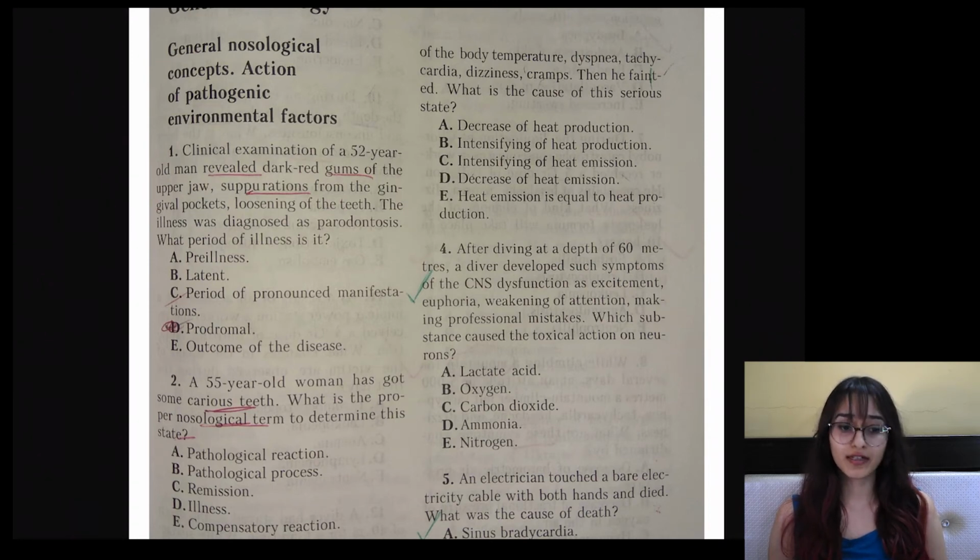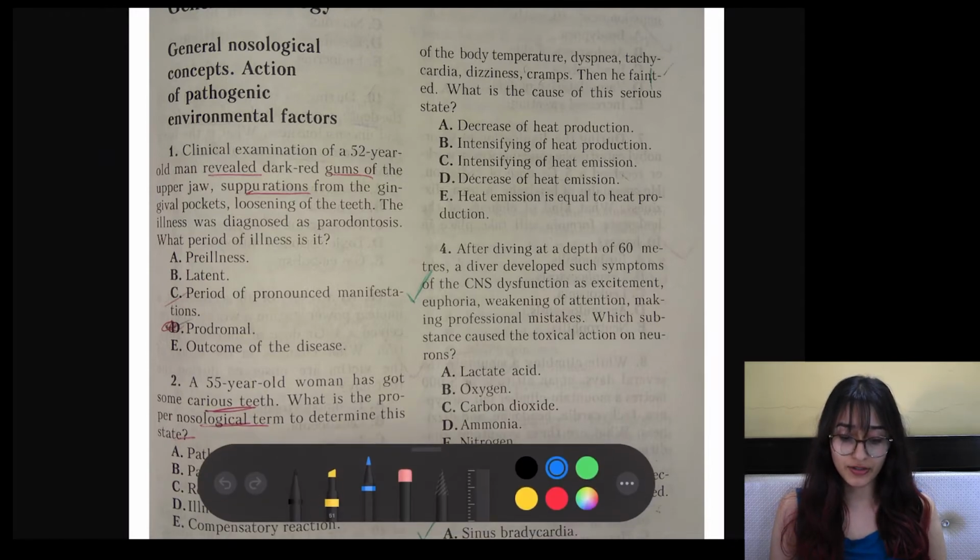So today I'm going to start a series of pathophysiology from the ministry book. I'll try to keep this video short. So without any further ado, let's begin.